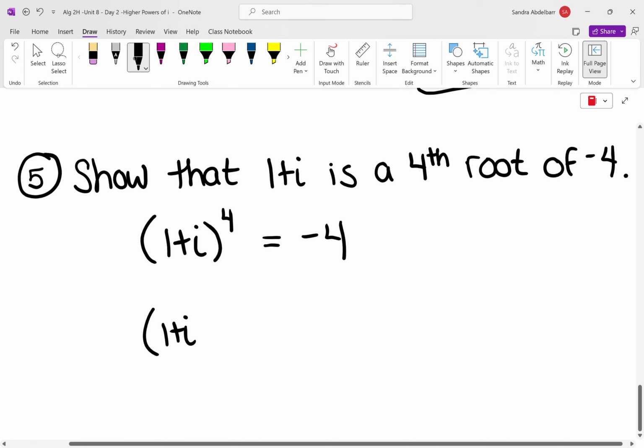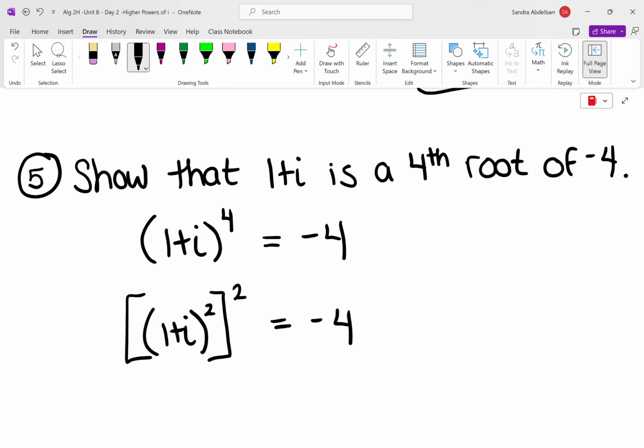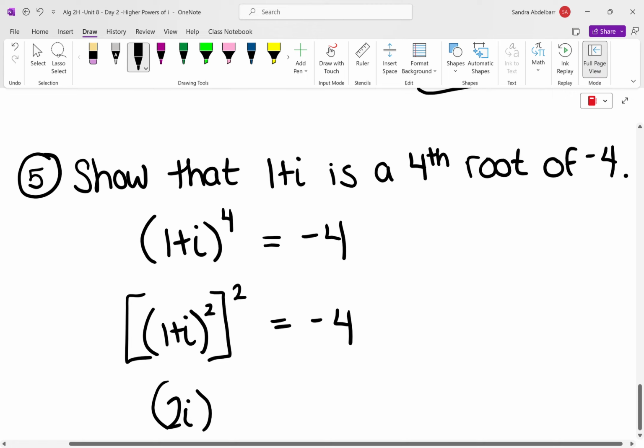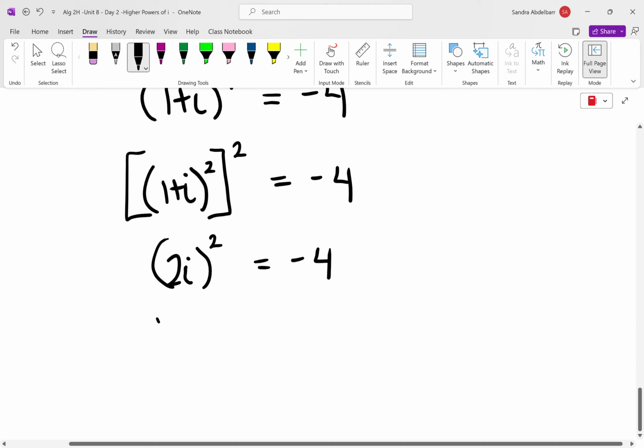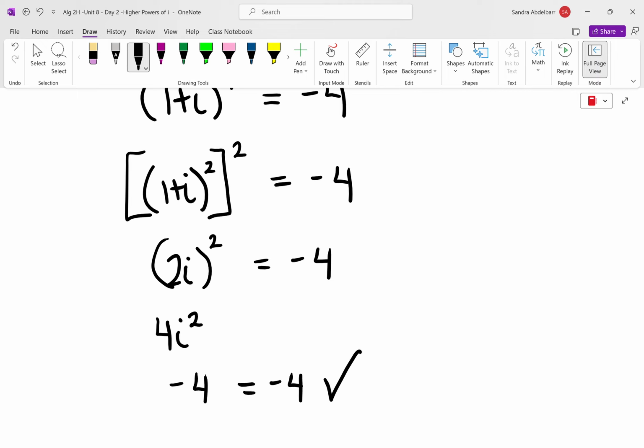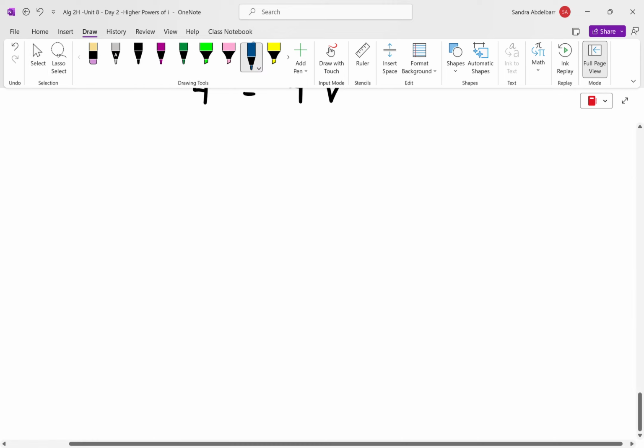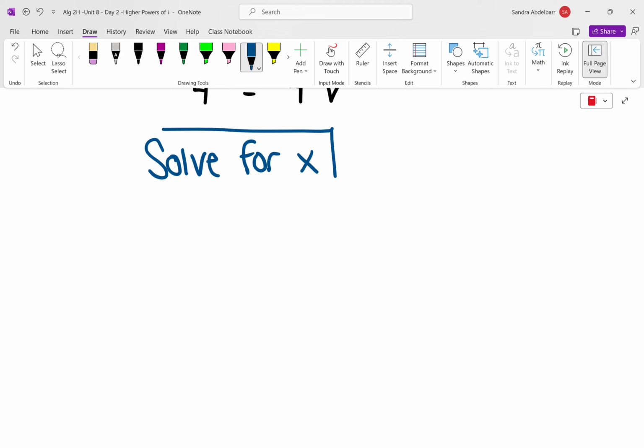Square it. You got it. We can change this into (1 + i) raised to the 2nd, raised to the 2nd. And we know (1 + i)^2 is 2i. So if we take that 2i and raise it to the 2nd, let's see what we get. So we're going to get 4i squared, which is -4. Did we show that it was a 4th root? Yes. All right, now the next section, I'm going to ask us to solve for x.